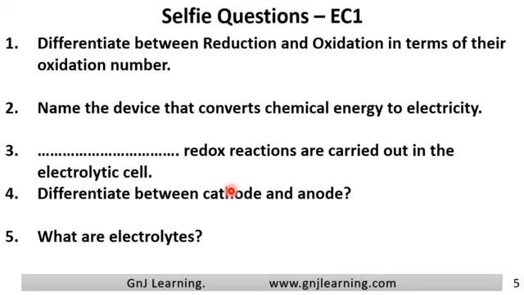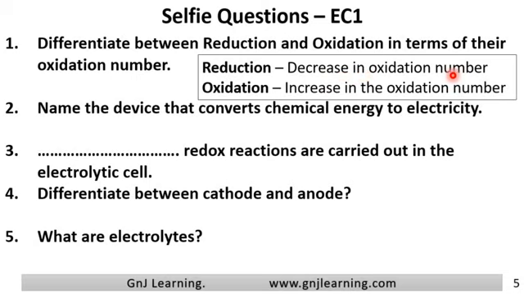So I think that you have got your answers. Let's try to check and verify them. The first question was, differentiate between reduction and oxidation in terms of their oxidation number. So reduction means oxidation number will reduce, and oxidation means oxidation number will increase. But what is actually oxidation? Oxidation is losing of electron and reduction is gaining of electron. So reduction is decrease in oxidation number, and oxidation is increase in the oxidation number.